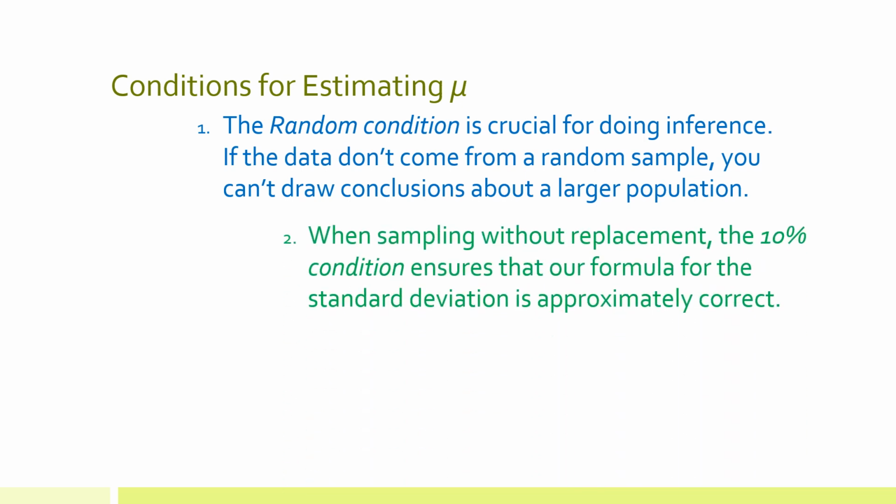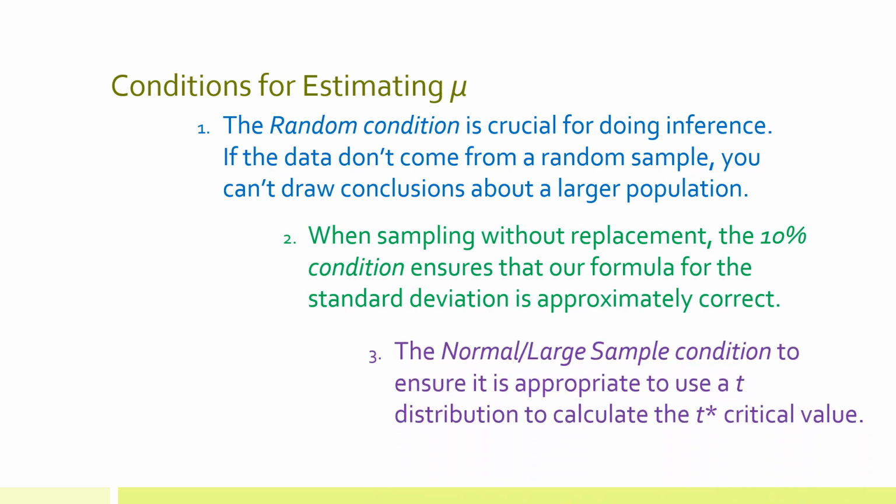The next thing that we need to do is, if and only if you are sampling without replacement, you need to check the 10% condition. This ensures that our formula for the standard deviation is approximately correct. If we grab a sample size that's too large without replacement, that is going to change the variability from sample to sample, and our standard deviation will change. So we check the 10% condition to make sure that our formula for standard deviation is correct.